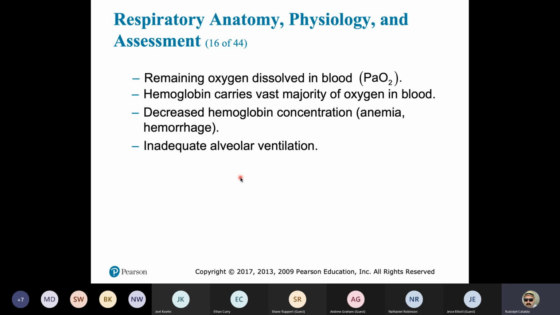Also, inadequate alveolar ventilation. So maybe it is a case of atelectasis, alveolar collapse. We are not getting that process. We're not getting them opening and closing. They're just collapsed, so we get nothing.